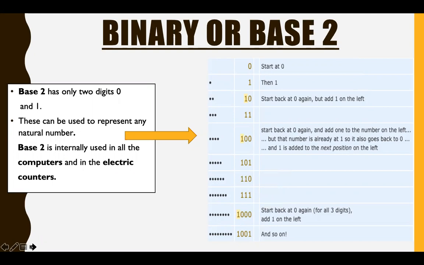Any doubts? Can anyone tell why we use base 2 in computers? Because computer language consists only of 0 and 1. Exactly, the electric pulses can only go in off or on switches. Off switches are represented as 0, and on switches are represented as 1. Yes, exactly.